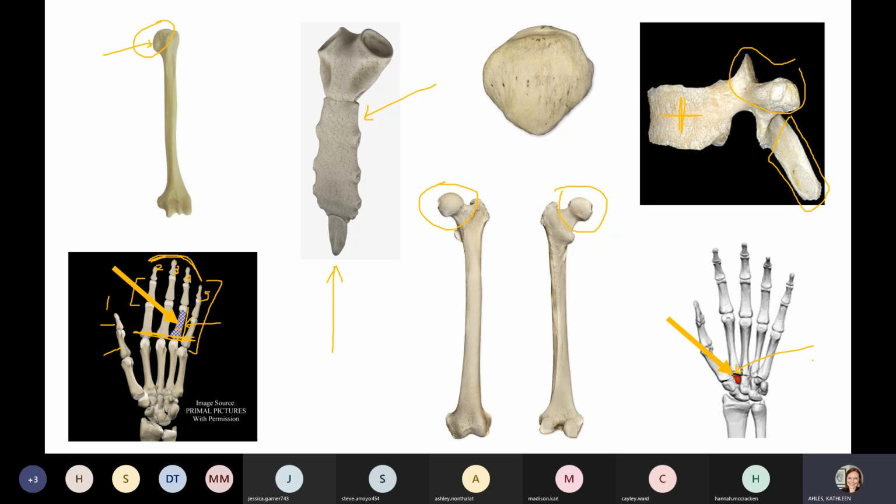Any questions about this before we look more specifically at our long bones? Or shoot me a thumbs up if you're tracking with me.